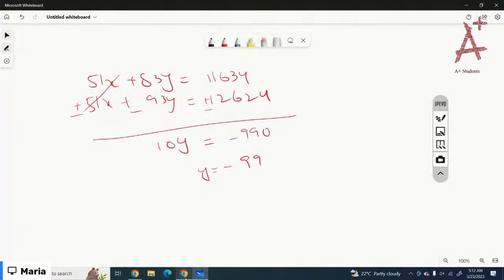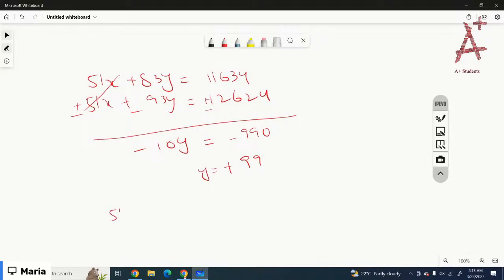Hold on. Let me just check the equations. It would be negative 10y equals negative 990. So y equals 99. Got it? Let's just substitute the value in any of the equations and calculate the value of x. So I'm going to put this value in equation number 1.